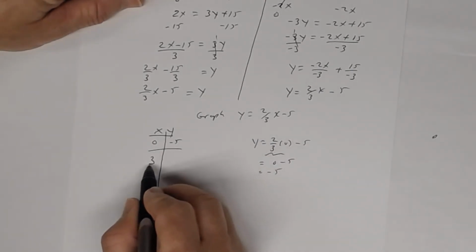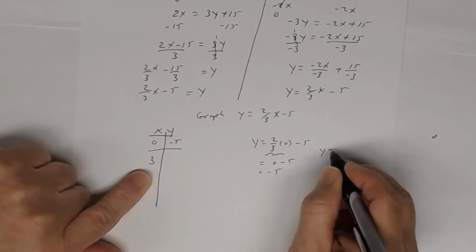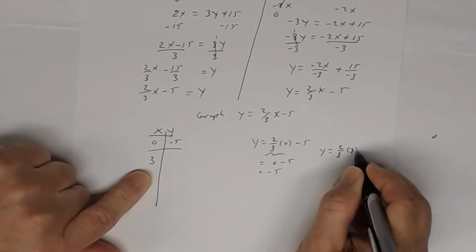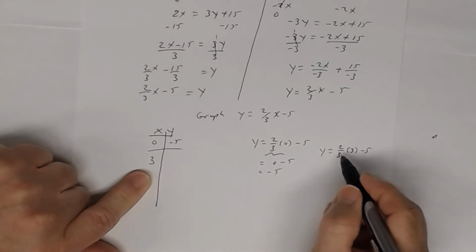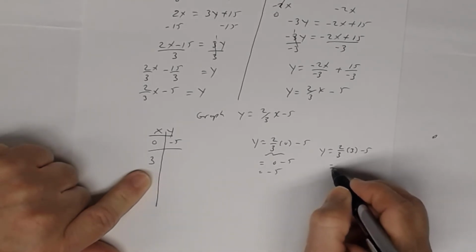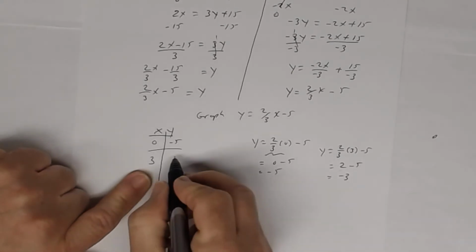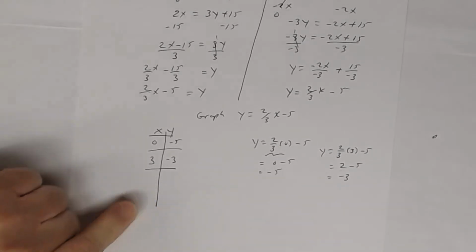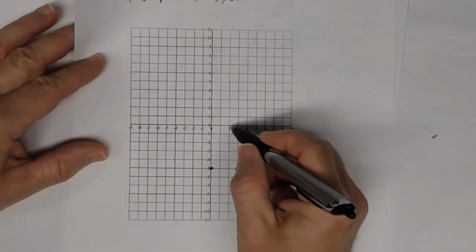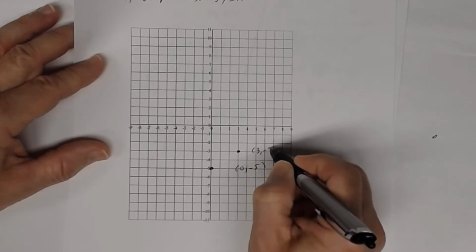So let's use 3. So when x is 3, I get y equals 2/3 times 3 minus 5. 2/3 times 3 is 2. The 3's divide out, right? So that's 2 minus 5, and then 2 subtract 5 is a negative 3. So I plot the point 3, negative 3. So 3, negative 3, which is, go to the right 3, down 3. That's this right here. So 3, negative 3.